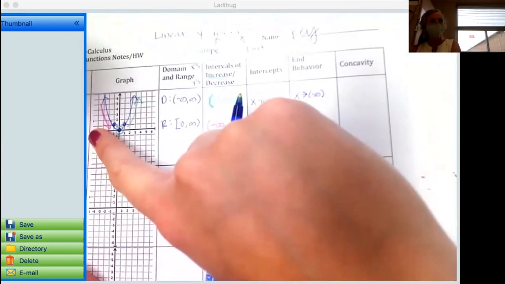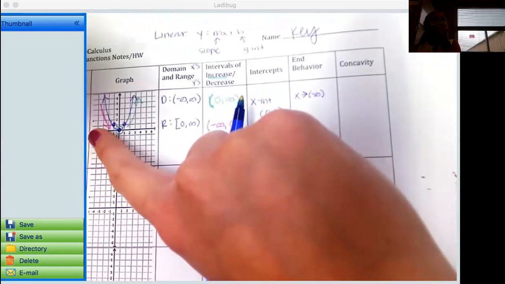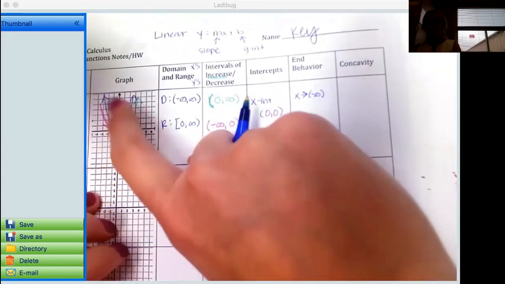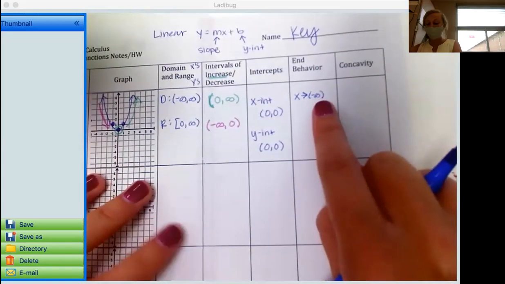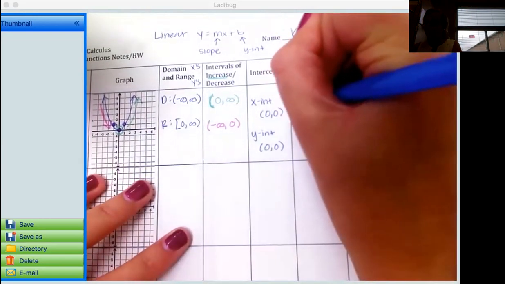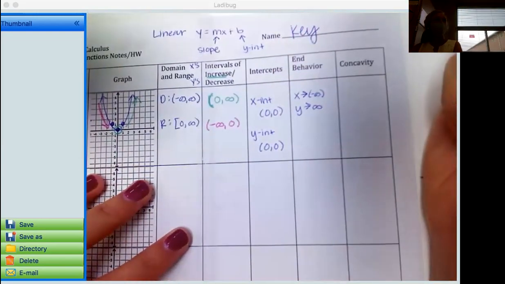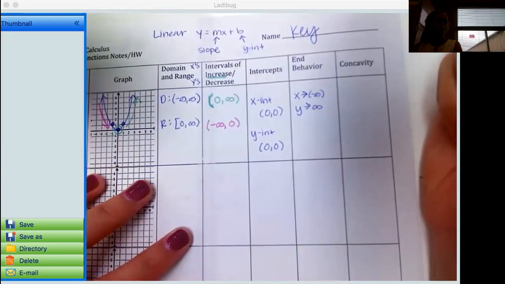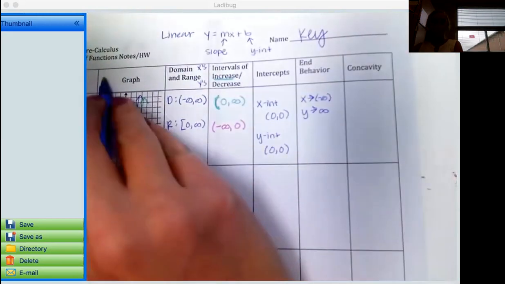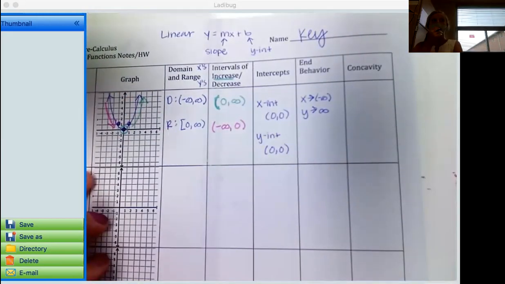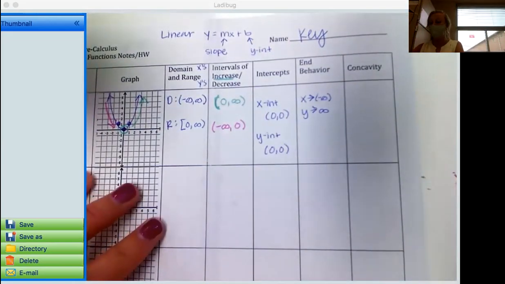So as x approaches negative infinity, as x goes to the left, what's the graph doing? Going up or down? Okay, look at the arrows now. What are the arrows pointing? Up. So as x approaches negative infinity, y approaches positive infinity. We're talking about the y. The y is going up. We're not just reading the graph from left to right now. We're looking at the y values, okay?